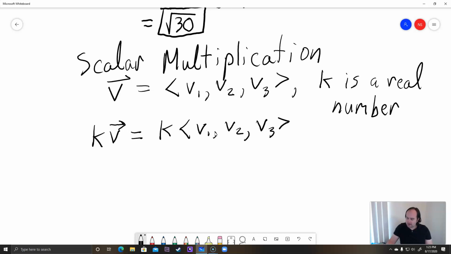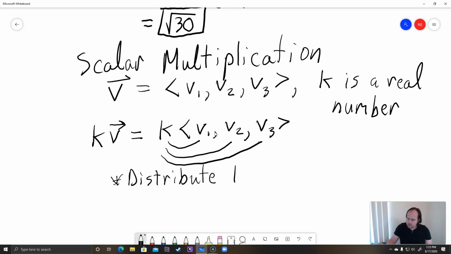And what do you do with the k? Well, k is just a real number, and you're actually able to just distribute it. Distribute the k. Okay, so we distribute. And that's going to give us a new vector, and this new vector is going to be k v1, comma, k v2, comma, k v3. Okay? And that is scalar multiplication.